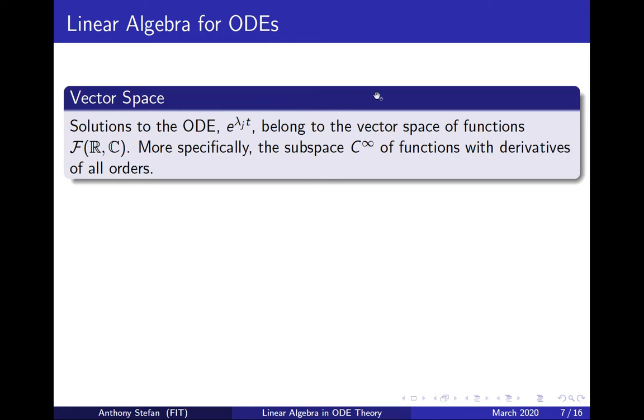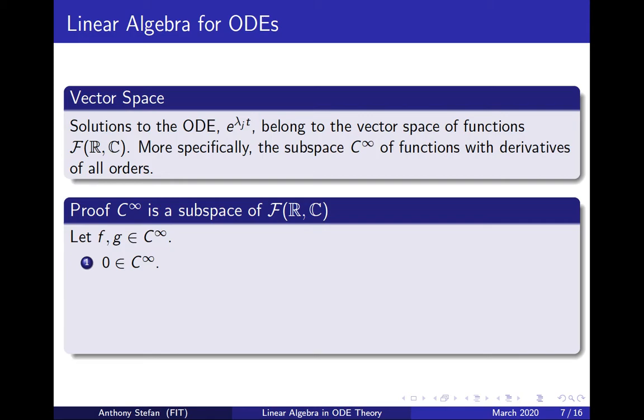So this belongs to the vector space of functions F from R to C. And what this means is that it is just the vector space of real functions to the field of complex numbers. Okay, and this vector space is closed under addition and scalar multiplication, if you don't remember. But more specifically, we're going to look at the subspace of these functions, C infinity, meaning functions with derivatives of all orders, infinitely differentiable.